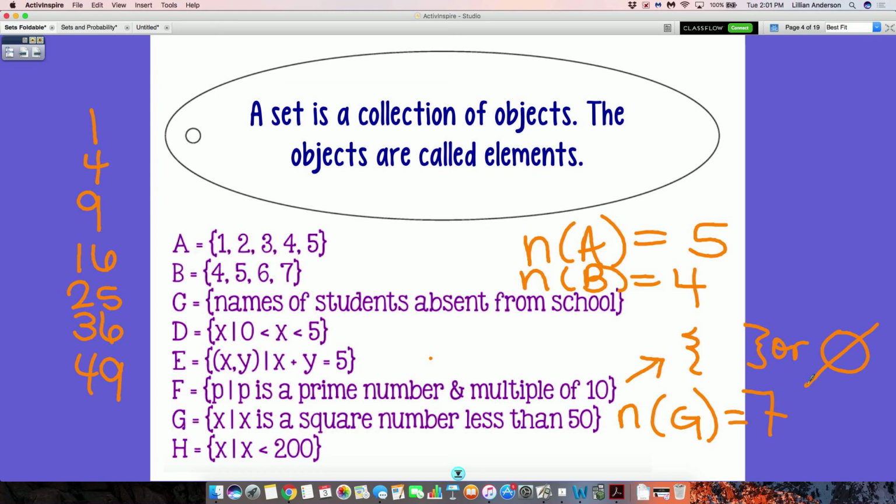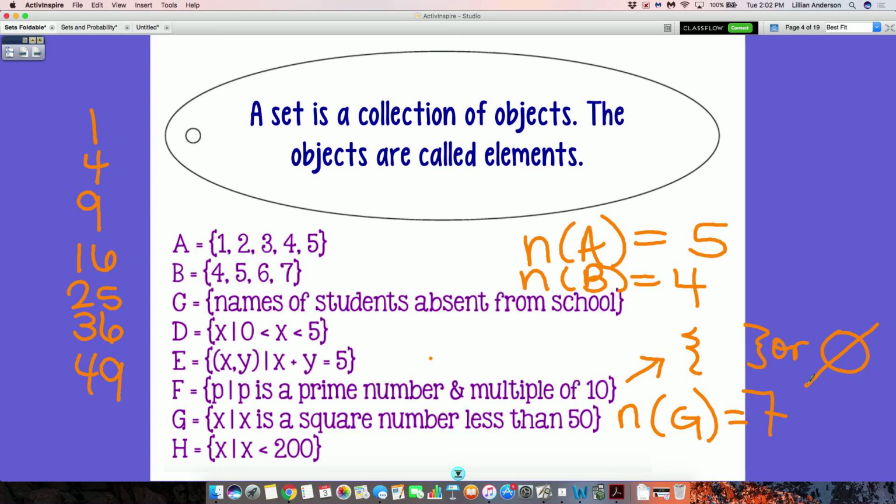I'm confused on finite. What is it? Finite means that it ends. There's only a certain set of numbers that can fit in that particular set. So A is an example of a finite set because you only have 5 numbers in that set. You can have 5, you can have 10, you can even have 20 numbers.